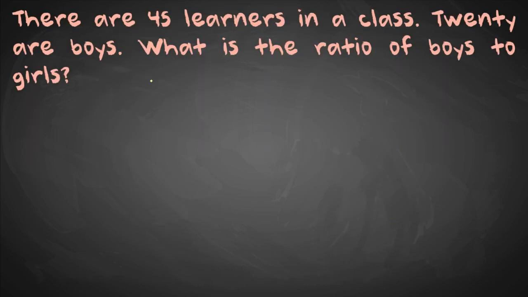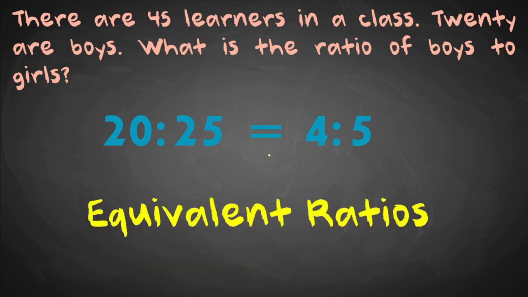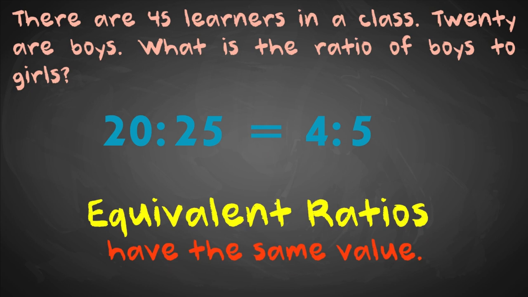So, we mentioned a while ago that the answer here in this problem is 20 is to 5. Sorry, 20 is to 25. Pag nilowest term natin, ay magiging 4 is to 5. So, these ratios are equal. So, ang tawag natin dito ay equivalent ratios. And equivalent ratios have the same value. So, ibig sabihin, hindi nababago yung value kahit na nireduce natin sa simplest form.